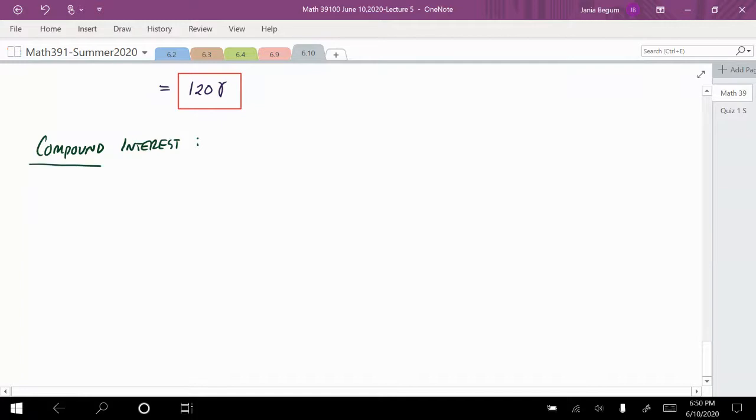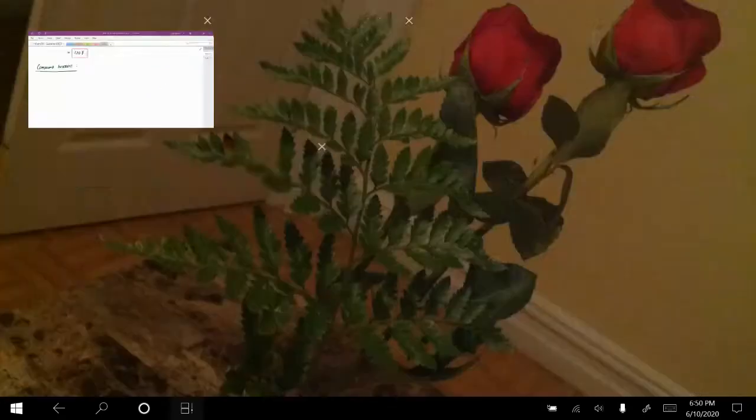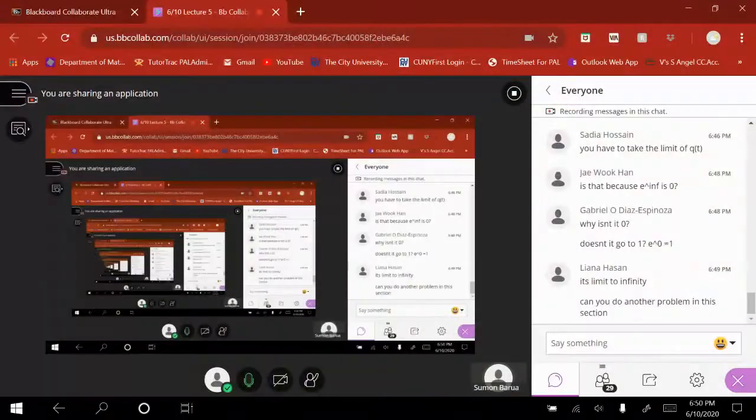So this is the second type of application to first order differential equations. Liana, I would definitely do another problem, but not right now. Maybe tomorrow. I want you to look at the homework problem first and see how you would approach these questions. And then we can do some more brief review tomorrow, office hours, okay?